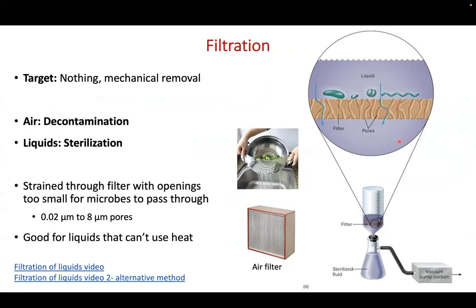As you can see in this picture, you have a liquid and you are passing it through a filter. Within the filter there are pores, but the pores are so small that only the liquid can go through, and the microbes get stuck on the filter and don't get through. You basically strain everything through. We have filters with pore sizes from 0.02 micrometers to about 8 micrometers. This can only be used for liquid. It's good for liquid that can't withstand heat. If you have a liquid that will withstand heat, it might not be ideal for this.